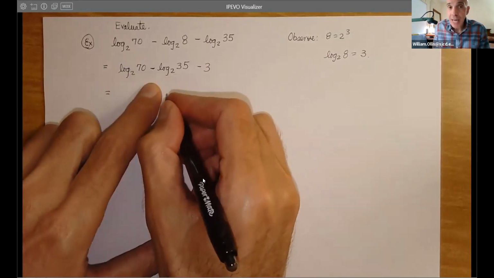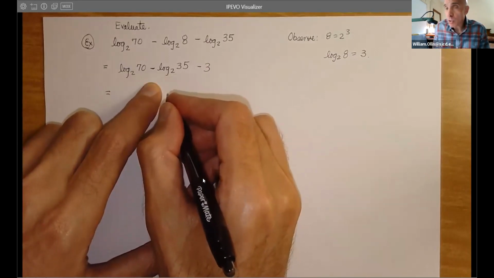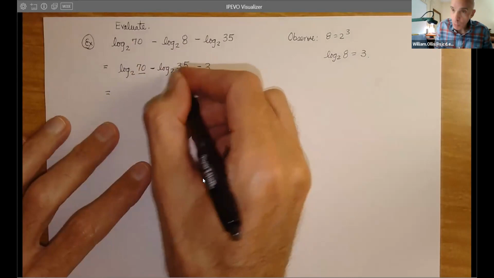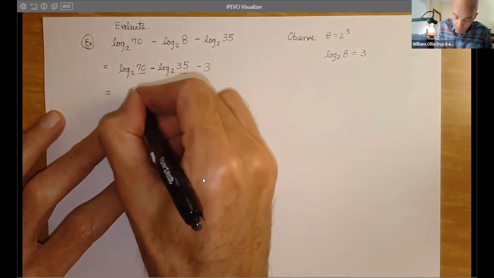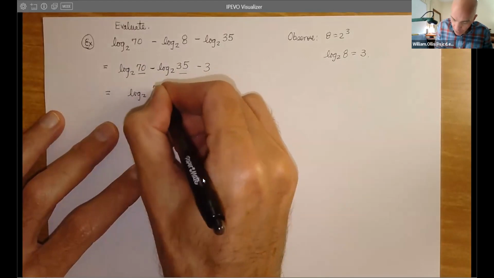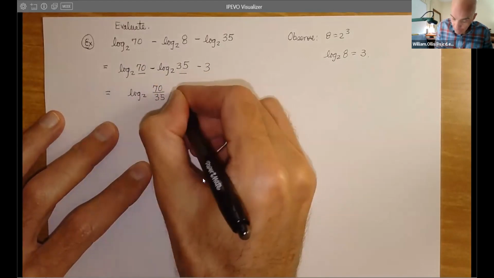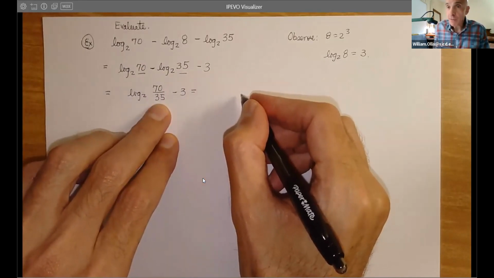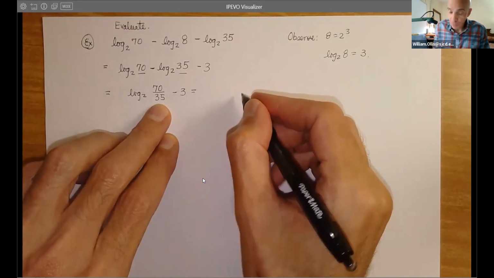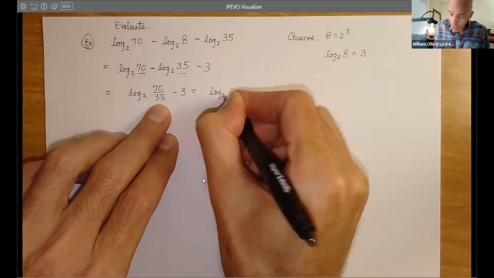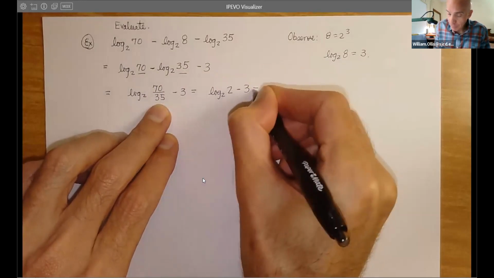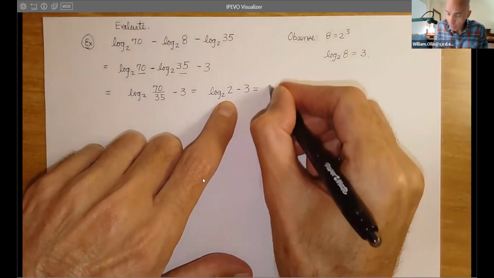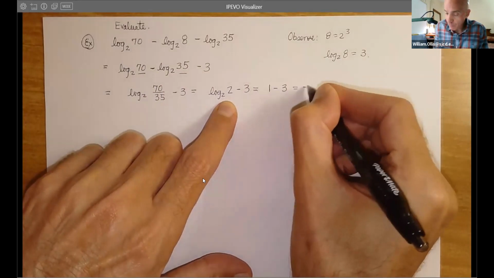And now, of course, we have the difference of 2 logs, which is the quotient rule. So we can combine these two. That is, here's the numerator and here's the denominator. So we want to write this as a fraction. So the base 2 logarithm of 70 divided by 35 minus 3. Now, of course, 70 divided by 35, well, that's just 2, very simple arithmetic. So the base 2 logarithm of 2 minus 3. But the power of 2 that equals 2 is 1. So again, a very simple calculation, 1 minus 3, and we get negative 2.